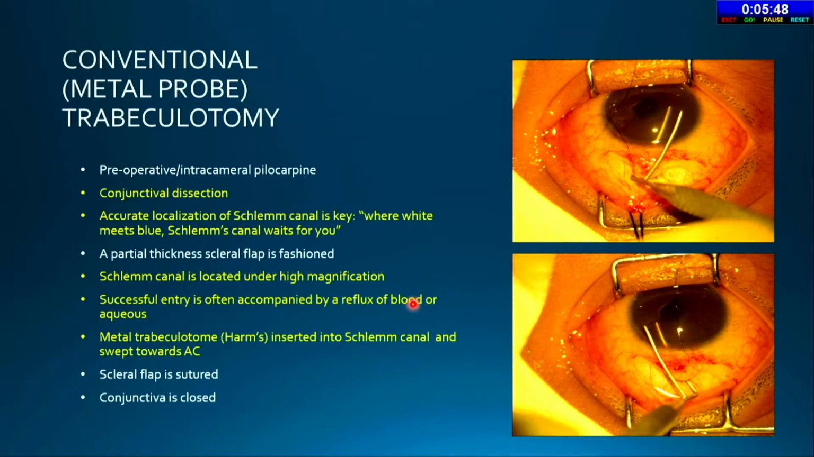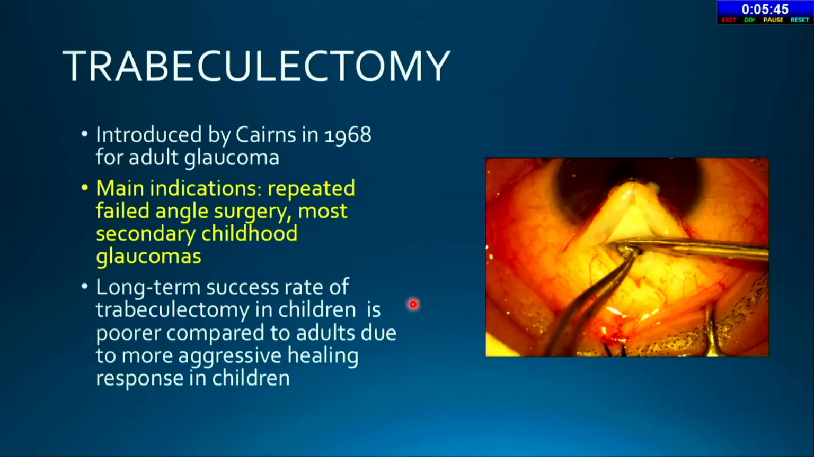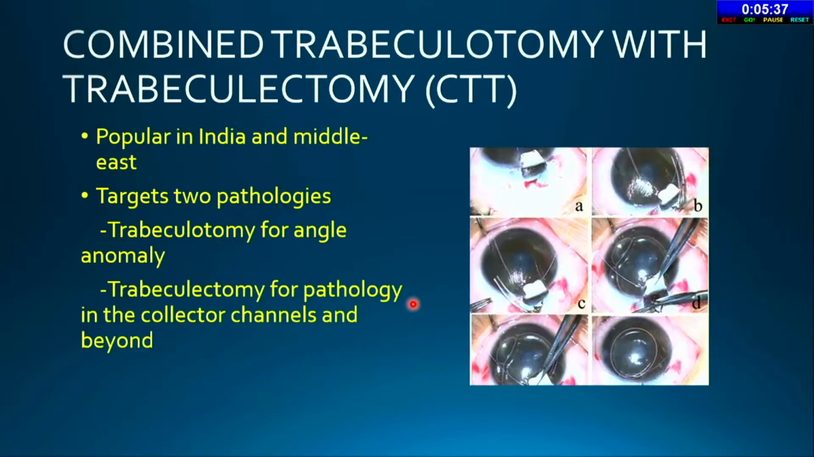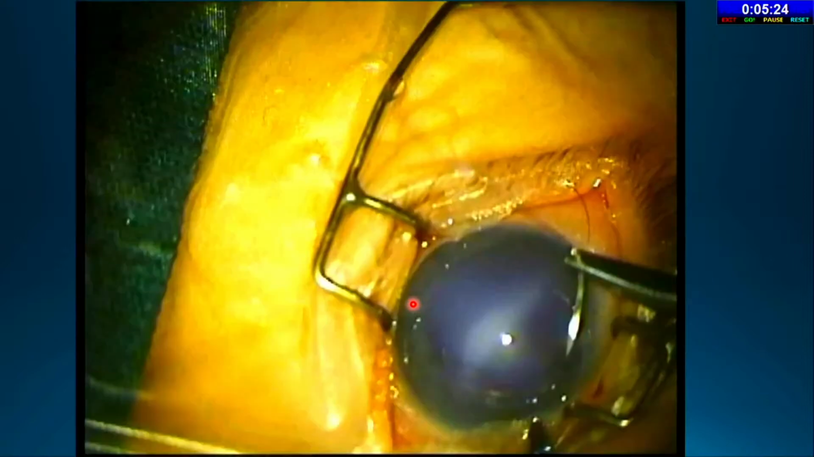Now, this is the conventional trabeculotomy. I will show a short video, so I will not discuss further. This is trabeculectomy. Trabeculectomy, as you know, is the surgery of choice for adult glaucomas, but for pediatric glaucomas, we have to resort to it when the angle surgery has failed. The combined trabeculotomy and trabeculectomy is the most popular surgery performed in India, and it targets two pathologies: trabeculotomy for the angle anomaly, and trabeculectomy for the pathology in the collector channels and beyond. So this is a short video.